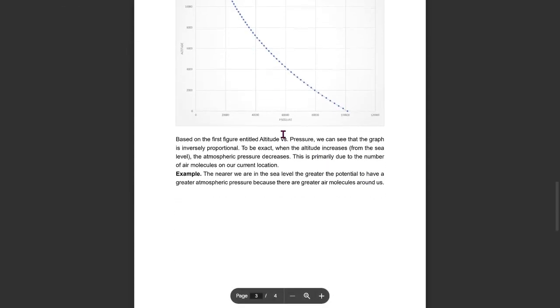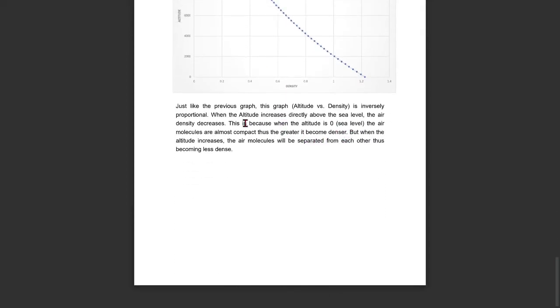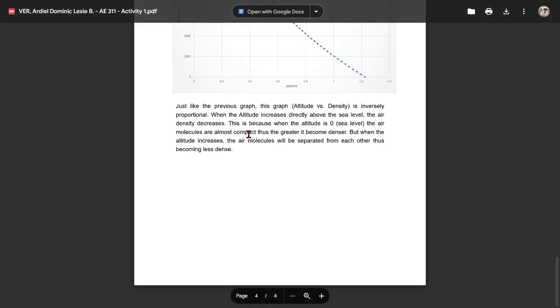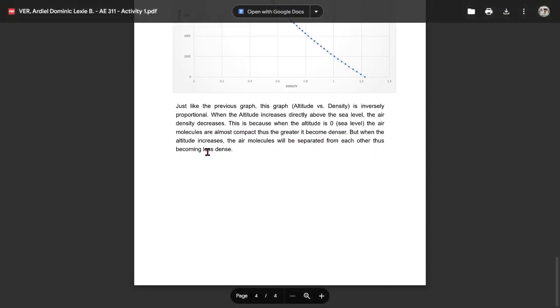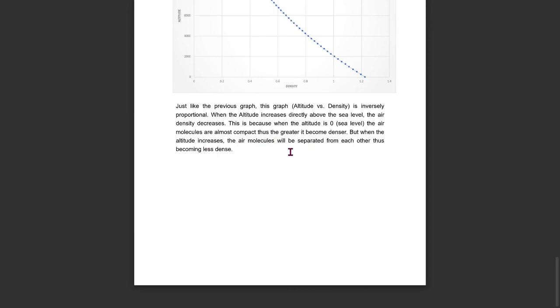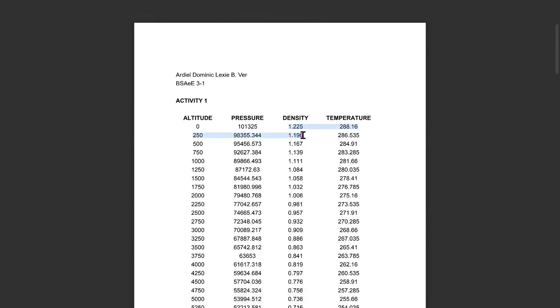So, sa density naman, this is because when the altitude is at sea level, the air molecules are almost compact, thus it becomes denser. But when the altitude increases, the air molecules will be separated from each other, thus becoming less dense. Kaya ang density natin, kapag tumataas yung altitude natin ay bumababa rin kasi umuunti yung molecules natin, so nagiging less dense sila.